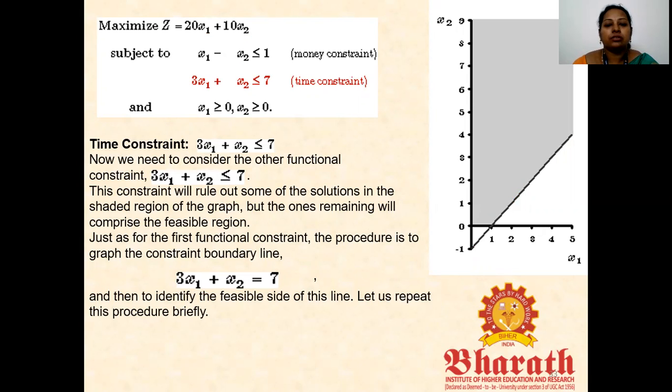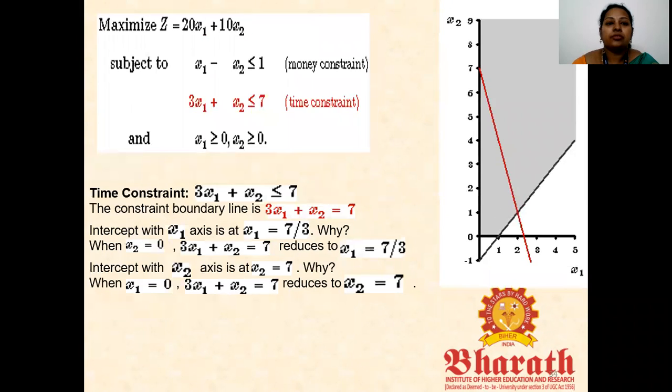Here also we have to get the x1 intercept and x2 intercept. Before getting that, we convert the inequation to an equation: 3x1 plus x2 equal to 7. After solving this, we get 2 points. If we put x1 equal to 0, then x2 equal to 7. That is 0, 7, one point. In the x-axis 0, y-axis 7, we can mark that point, 0, 7.